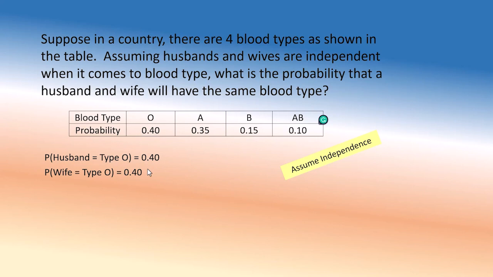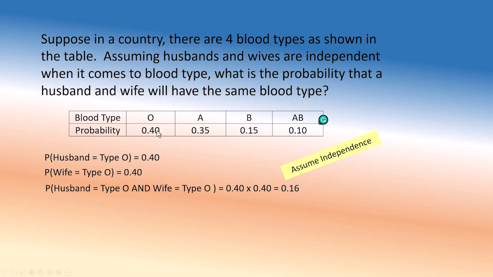So similarly, we're going to multiply 0.4 times 0.4. We're going to discuss more on this topic in a couple of minutes, but this is what it is. Husband type O and wife type O equals 0.4 times 0.4, equal to 0.16. This is the same thing as toss 1 equal to heads and toss 2 equal to heads, 0.5 times 0.5 equal to 0.25. So now we got it.